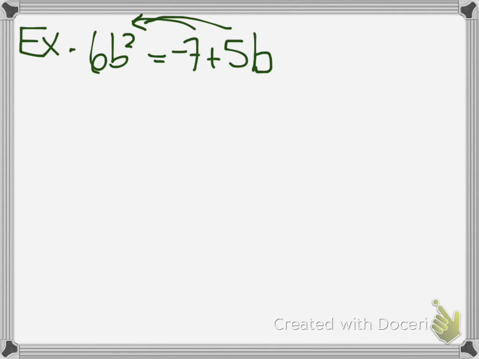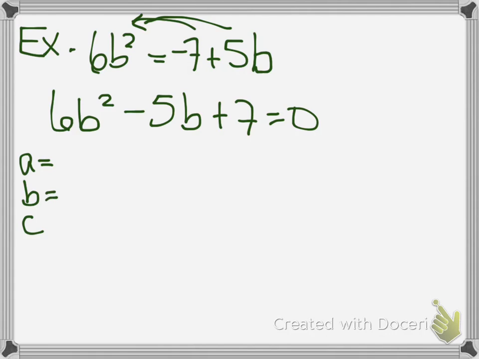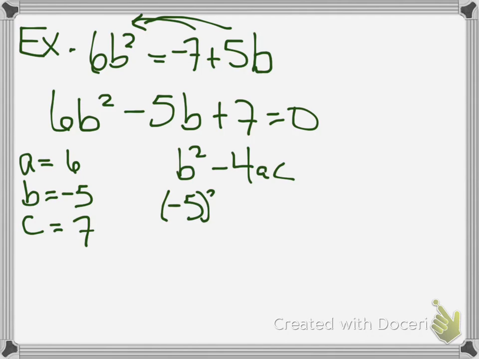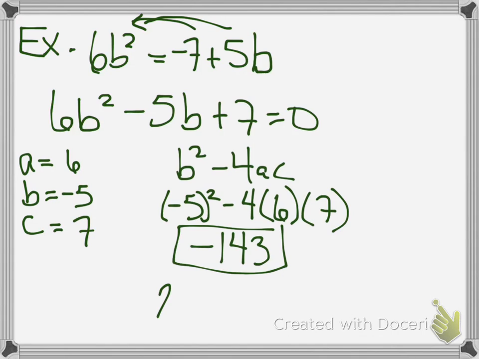But we like to move everything over to the same side as the square term. So I'm going to move the negative 7 and the 5b over. I want them in an order of b squared, b, and then number. So a is 6, b is negative 5, and c is 7. Plug those numbers into the formula. Notice again how I'm putting the negative 5 in parentheses. You get negative 143, which again would be two imaginary numbers. The negative 143 is my discriminant. I got two imaginary.